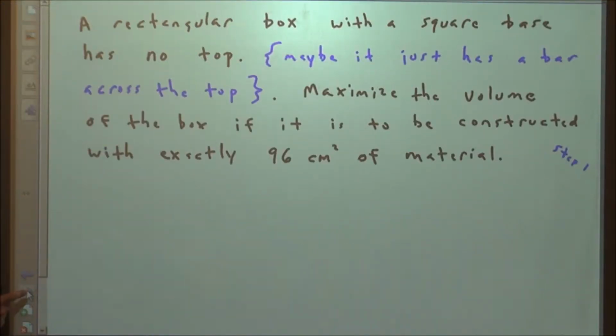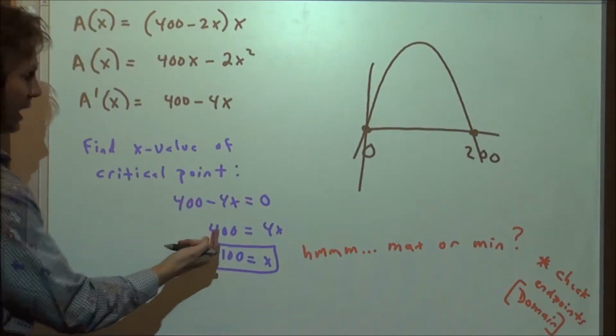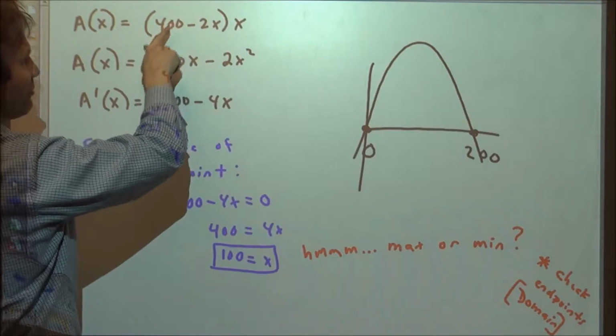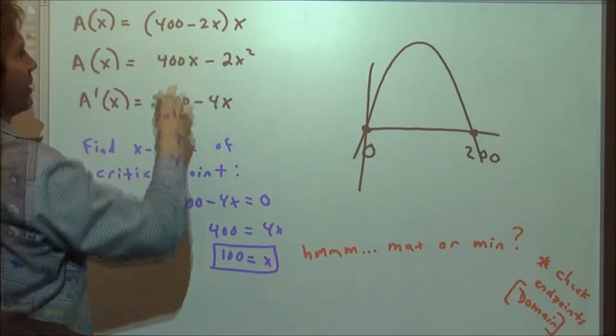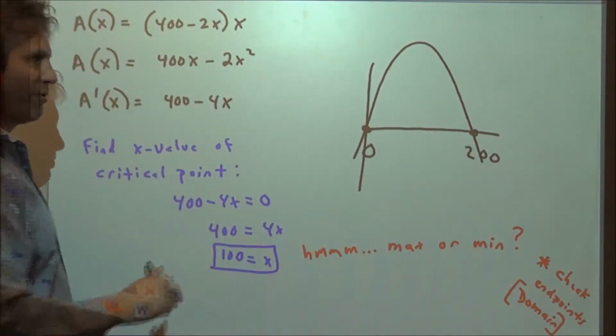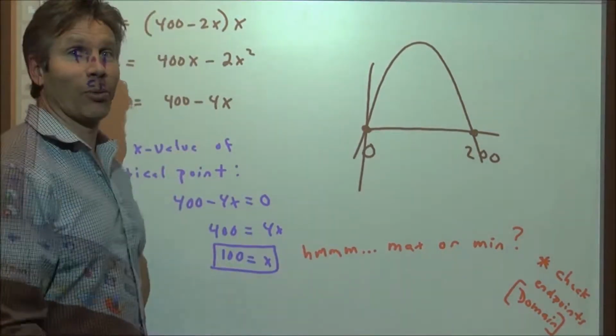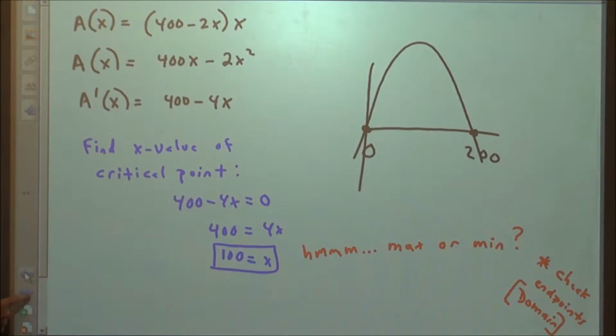If you put the 100 back into the original function, this would give you 400 minus 200. That's 200 times 100. That's 20,000 square feet. Those hens are going to be pretty happy. They got 20,000 square feet to roam around in. So there we go. Let's go to a new problem.